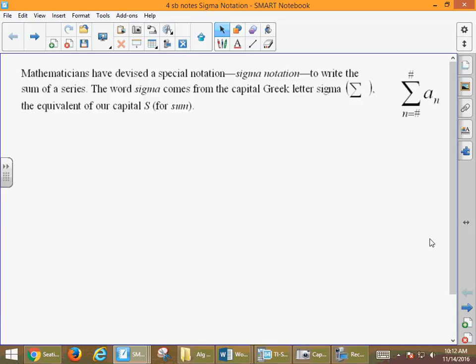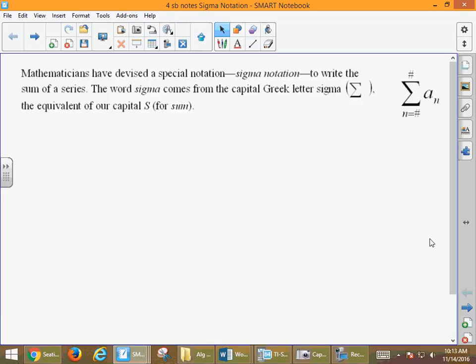Today we're talking about sigma notation, and we briefly talked about sigma notation in our geometric notes last week. But sigma is a Greek capital letter. It kind of looks like a sideways M or a funny looking E. It stands for sum, S-U-M. We're adding values together. In terms of our notation here, n equals some number down here.